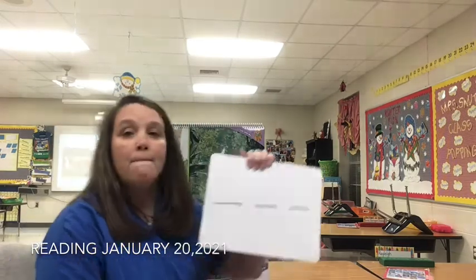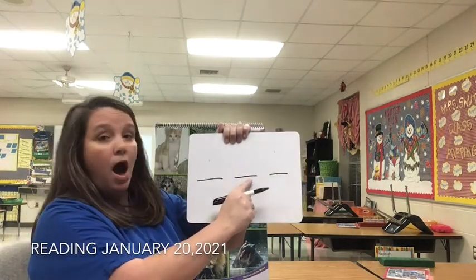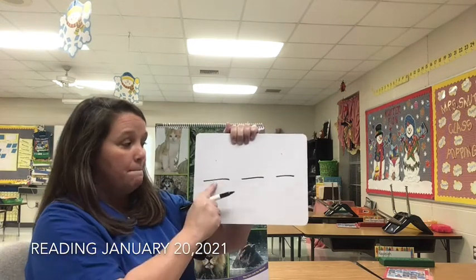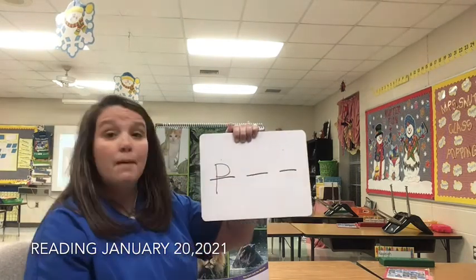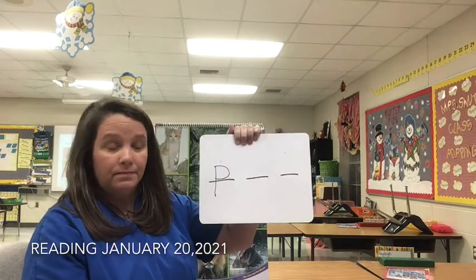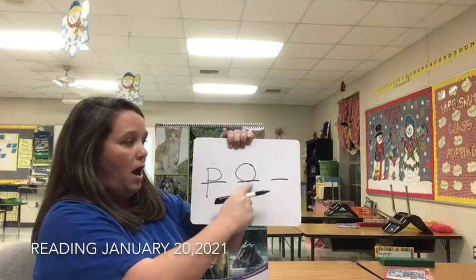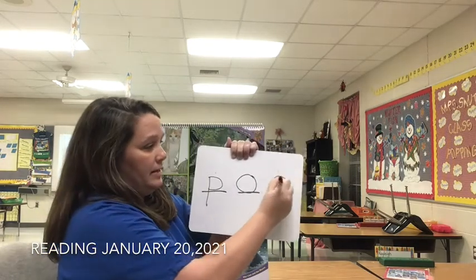Let's spell another word together. This time, I want us to spell the word pod. Tell me the sounds in pod. P, ah, D. Pod. The first sound is P. What makes the P sound? P. Pod. What makes the ah sound? O. Pod. What makes the D sound? D. Very good.